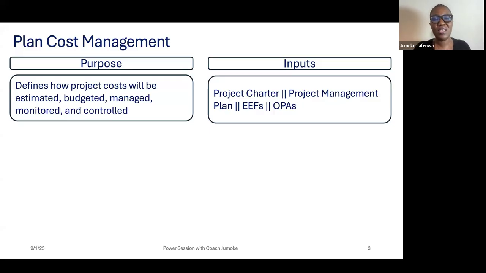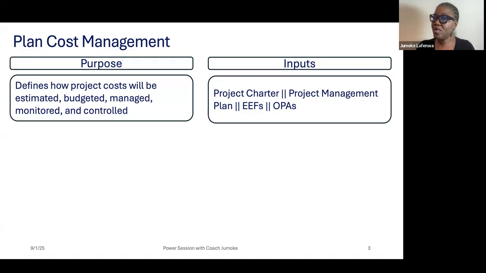Another input is EEF, external environmental factors. This could be internal and external. If it is external, then it has to do maybe with regulations, legislations, market conditions. If it is internal, it is internal within the organization, but it's actually external to the project. You know, when you work in organizations where you have multiple projects running concurrently, there may be some factors that may affect your project. So you need to know about that.